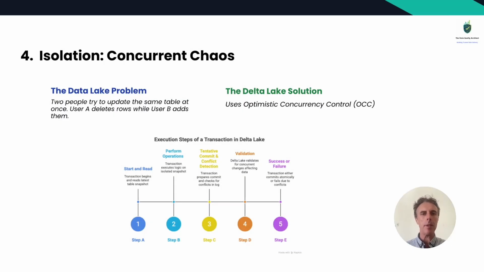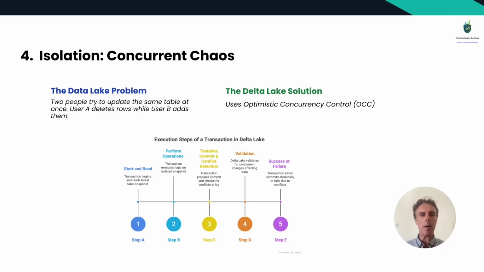Isolation, the I in ACID. Isolation is about handling multiple users. Delta Lake uses snapshot isolation. This means a reader sees a consistent snapshot of data from the moment that they start the query, even if someone is currently writing new data. You'll never get a file not found error, for example, just because a background process is vacuuming or overwriting the table. So let's look at this problem on the slide here.